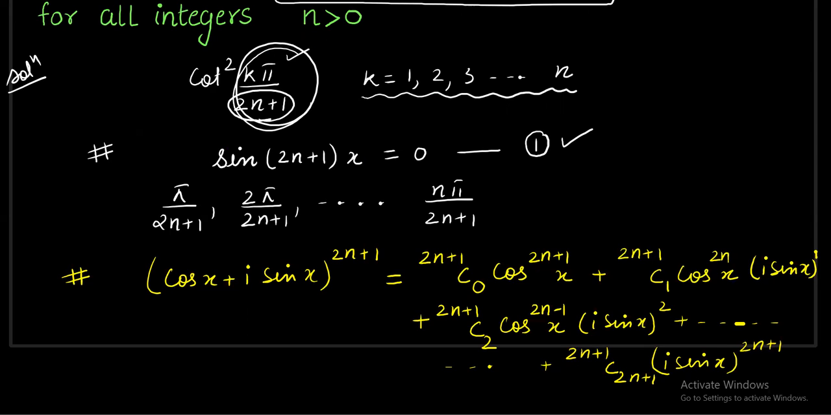While on the left-hand side, when you apply de Moivre's theorem, what we are getting is cos 2n plus 1 x plus iota sin 2n plus 1 x. What I'm going to do now is compare the imaginary part of both the sides. Comparing the imaginary part will definitely give me sin 2n plus 1 into x. So that is what I'm going to do now.